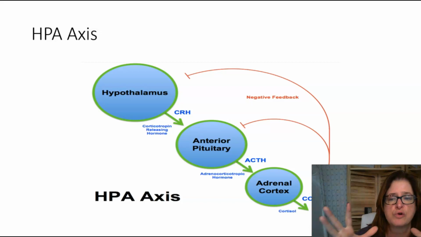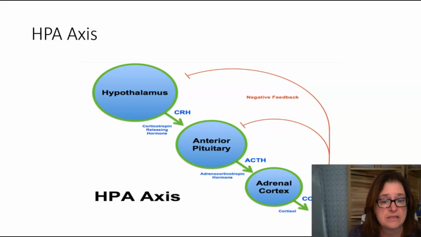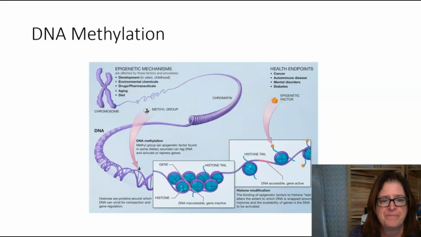So that's why there's so much research right now on the HPA axis as it relates to things like mood and anxiety and other facets of psychiatric medicine. Very exciting stuff, by the way. Now, DNA methylation.